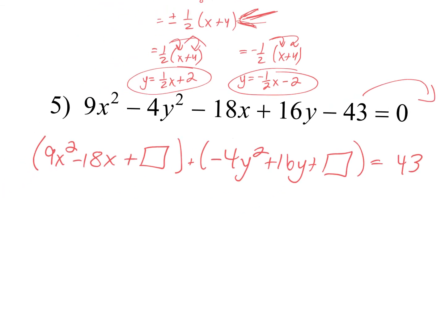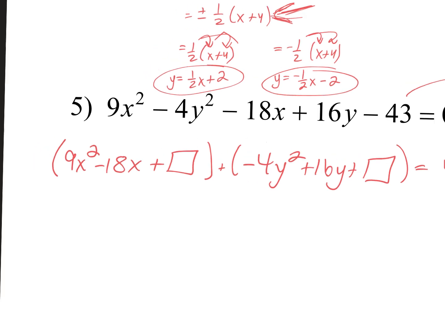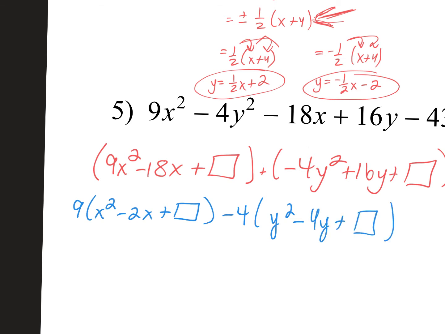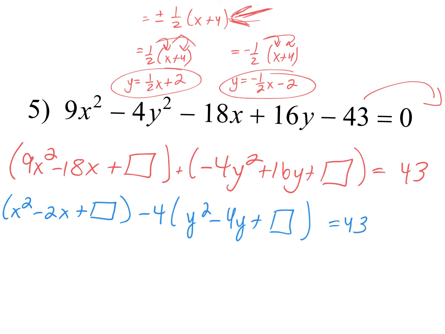Just move it over. So first thing we want to do is we want our x squareds and our y squareds to have a +1 coefficient. So what can I take out of both 9 and 18? Take out that 9. So I'm left with x squared minus 2x plus the box. What can I take out of negative 4y squared and a positive 16? Negative 4, good. So I'm left with y squared minus what? 4y plus the box. Still equal to 43.